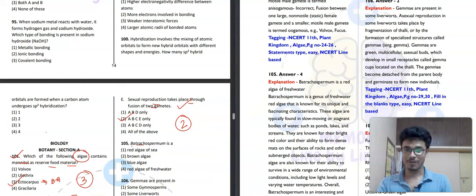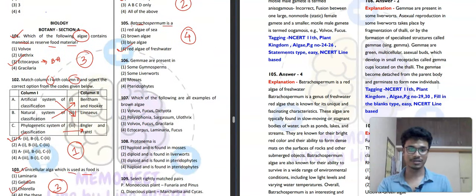Batrachospermum is a red algae of sea, brown algae, blue algae or red algae of fresh water. So Batrachospermum is a red algae of fresh water. You can't work this question out; you need to remember it. These types of questions are database questions which you need to remember, and they are important. These questions are coming in NEET in recent years if you check out the previous year questions. So the fourth option here will be our correct answer. Moving towards the next question, 106.